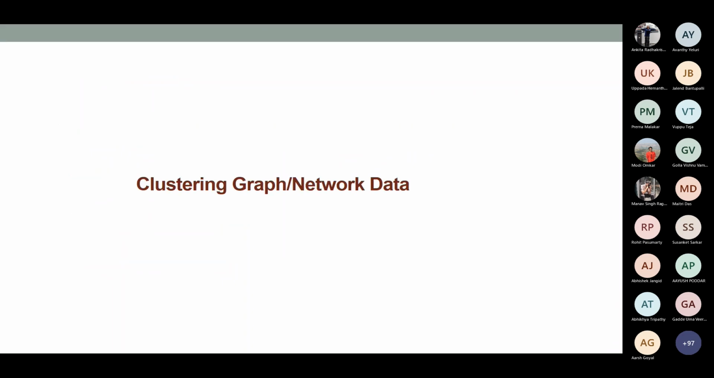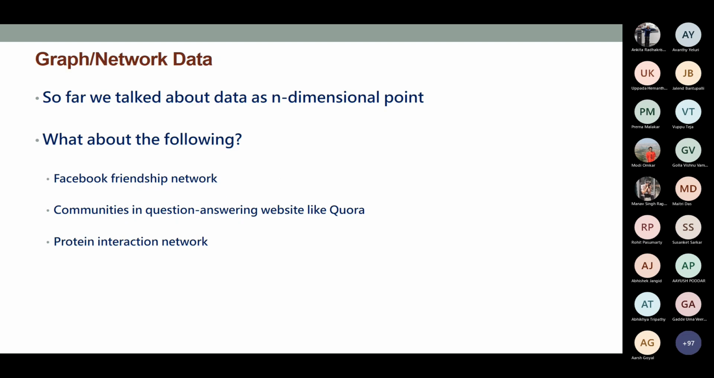So let me start off with a little bit of motivation. Why should we pay attention to clustering graph or network data? Typically in the literature, graph and network data are terminologies that are used interchangeably. Okay, it's just like network or graph data. So why do we really need to solve this problem?